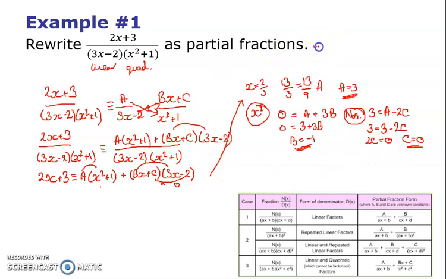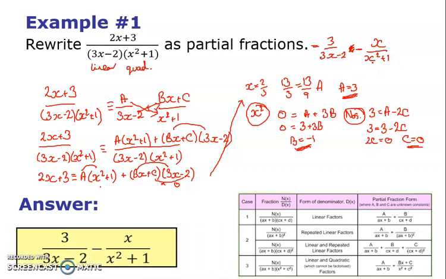How am I going to write this then? Well, I go back to this. I wrote initially A over 3x minus 2, so that's 3 over the 3x minus 2. I wrote Bx plus C. Well, my B was minus 1, so that's actually minus x. And I can do that because the C was 0. Completely ignore the C, over the x squared plus 1. That's what I think it works out to.